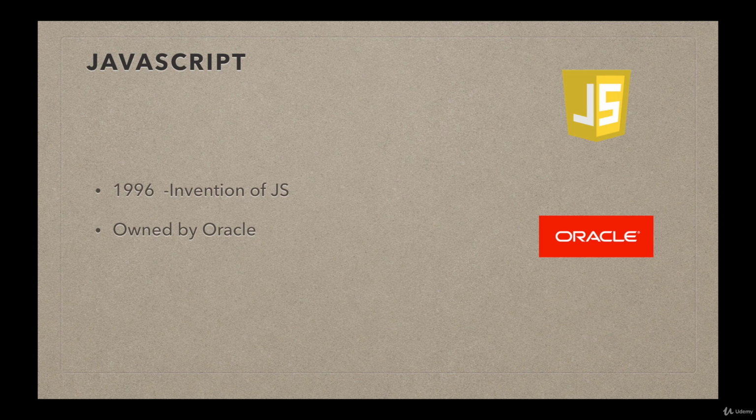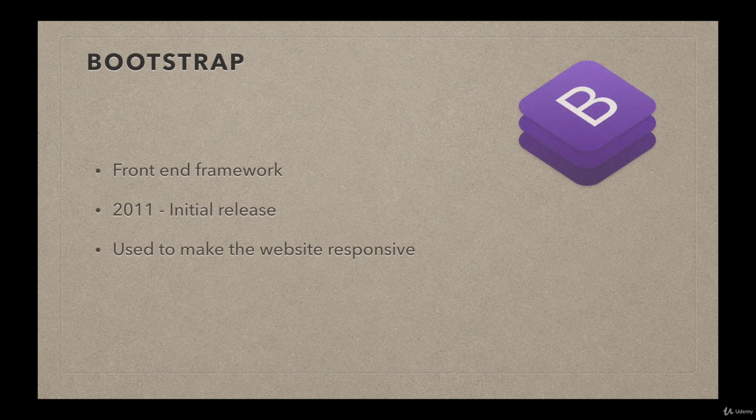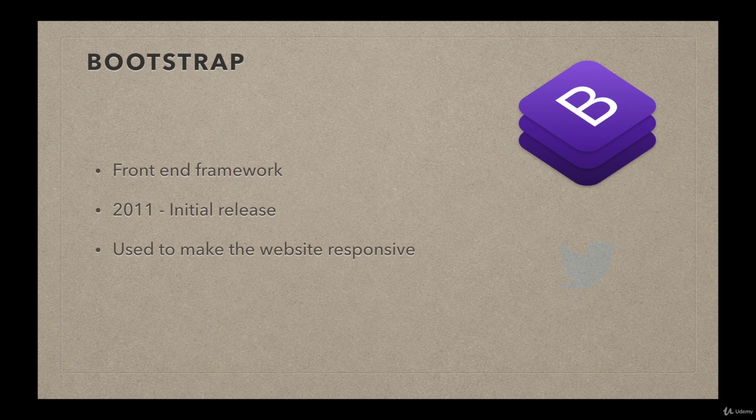Then what is this Bootstrap? Bootstrap is a front-end framework. What is a front-end framework? Bootstrap is a library which consists of thousands of codes of CSS and JavaScript. It was built by Twitter in 2011 and you will use Bootstrap to make your website responsive. Making a website responsive means the website should look great on every single device, in the mobile phone, in the tablet, or in the computer.